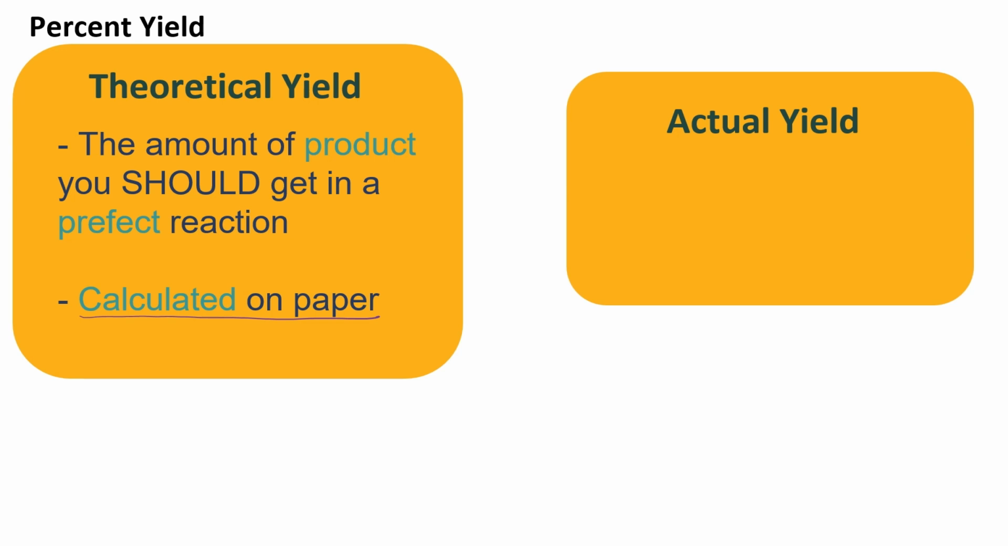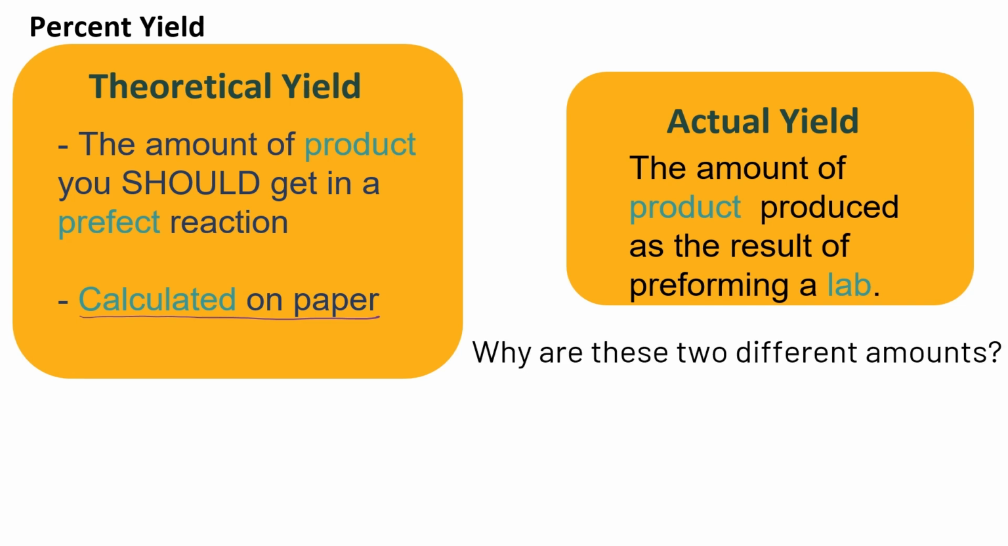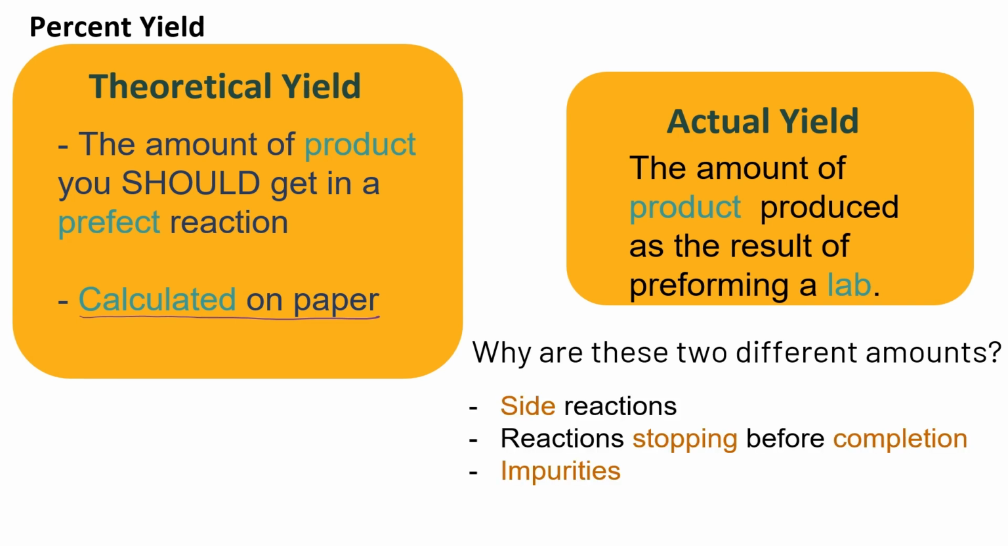But when we do this in the actual lab, we often get different values, and that's the actual yield. It's the amount of product that's the result of performing the lab. There are multiple reasons why these two amounts are different. Those reasons could be things like side reactions, reactions stopping before completion, and impurities.